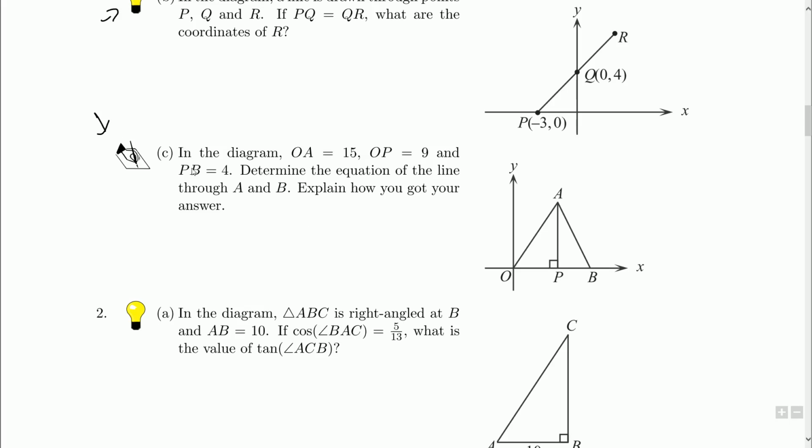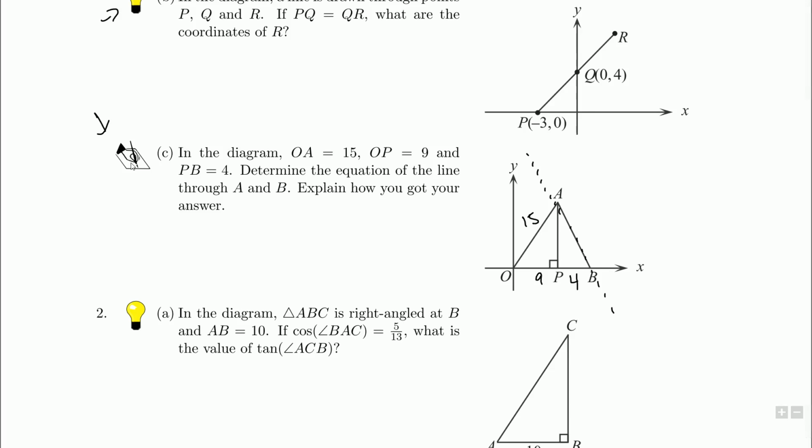So, 1C. In the diagram, OA is 15. OP is 9. Oh, hey, AOP, that's a right angle. I could probably figure out AP with Pythagoras. And we also know PB is 4. Determine the equation of the line through A and B. Interesting. And, of course, explain how you got your answer, as though we didn't remember what the written symbol means.